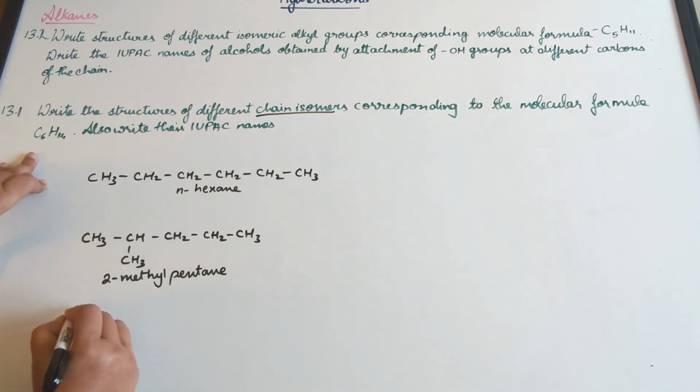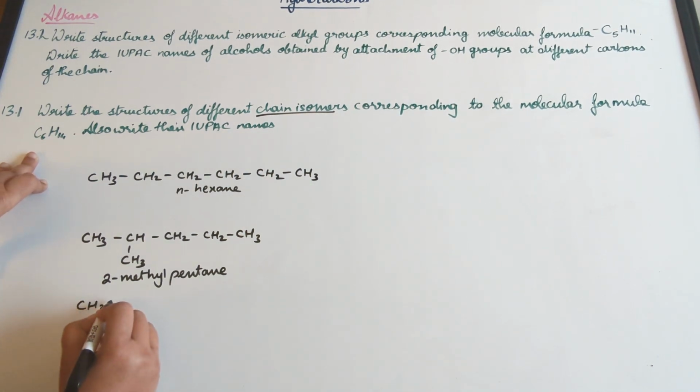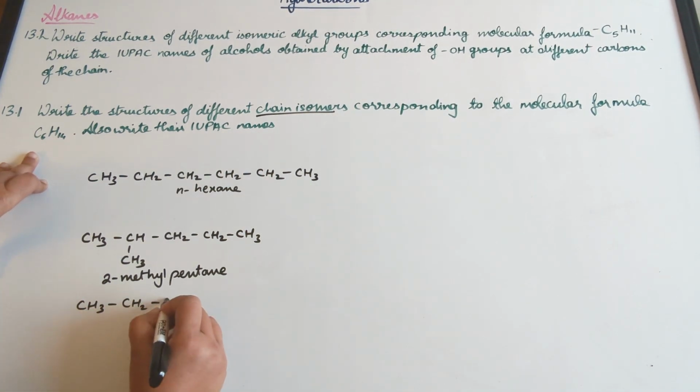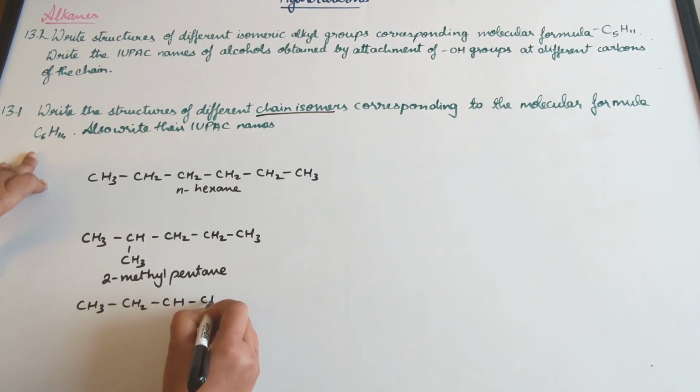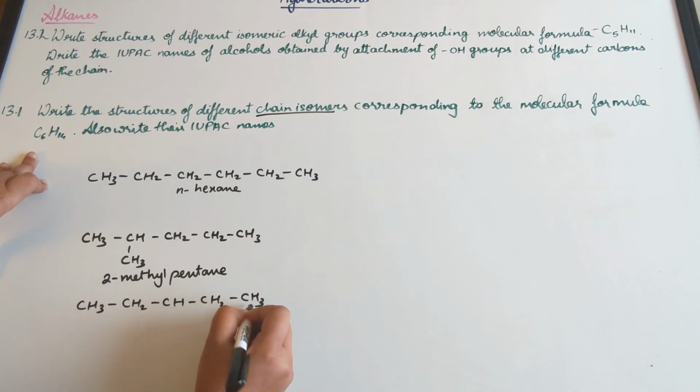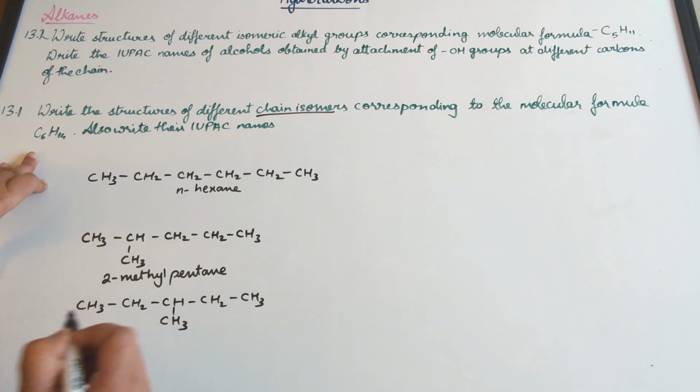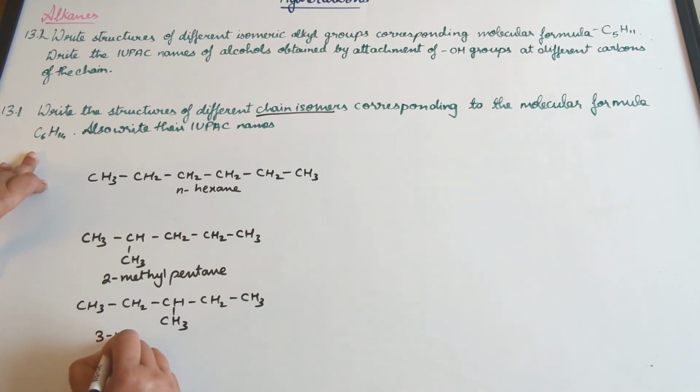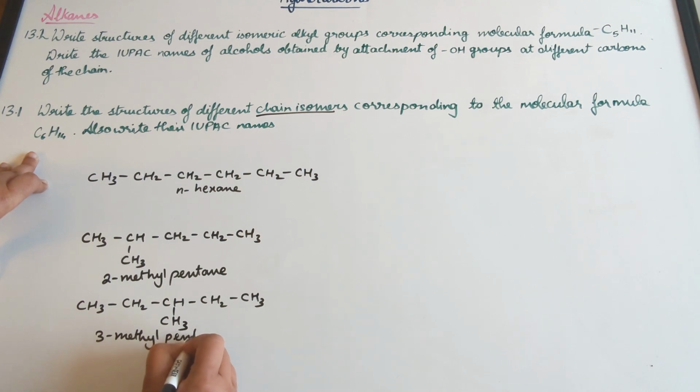So CH3, CH2, CH, CH2, CH3, and at the third position you're going to have a methyl group. So the name is going to be 3-methylpentane.